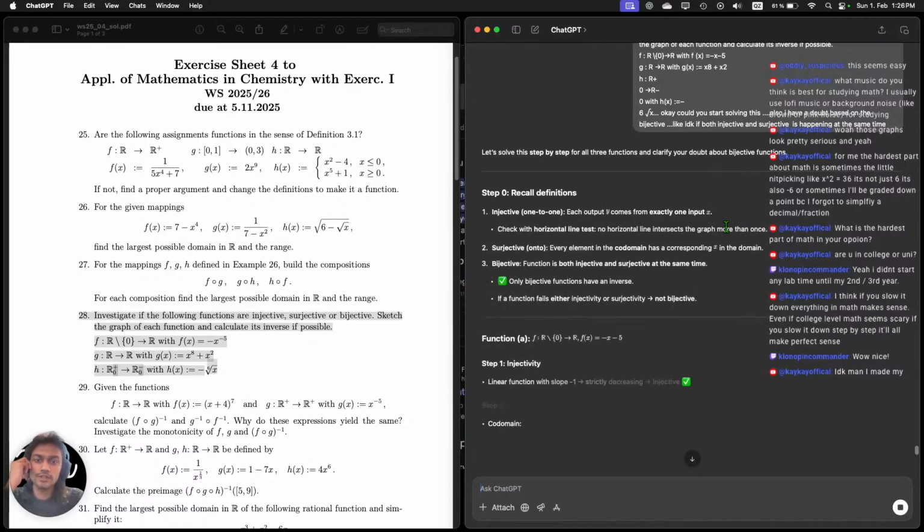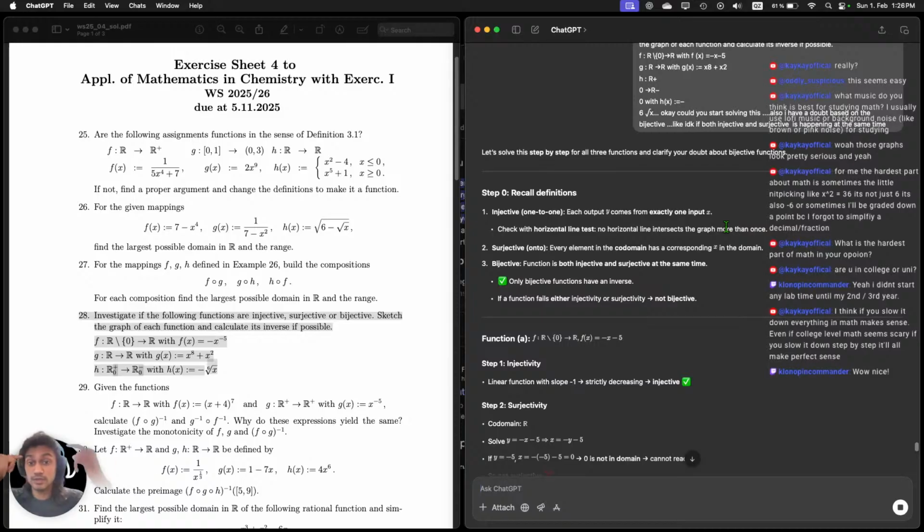Oddly specific. This seems easy. I mean, if you really think about it, everything is easy, right? If you focus, everything should be easy. So I agree.